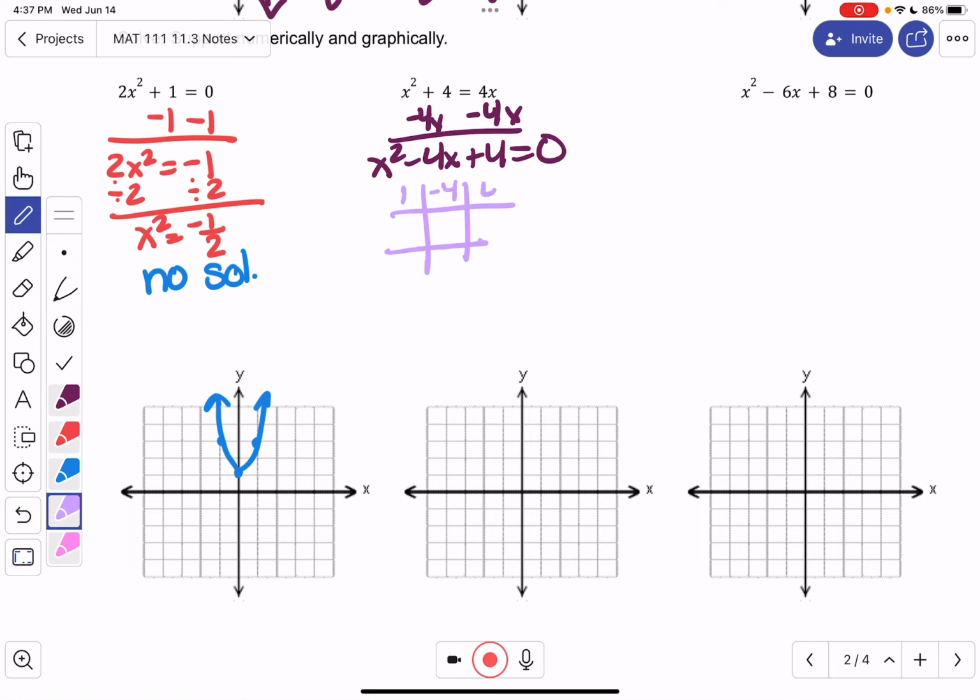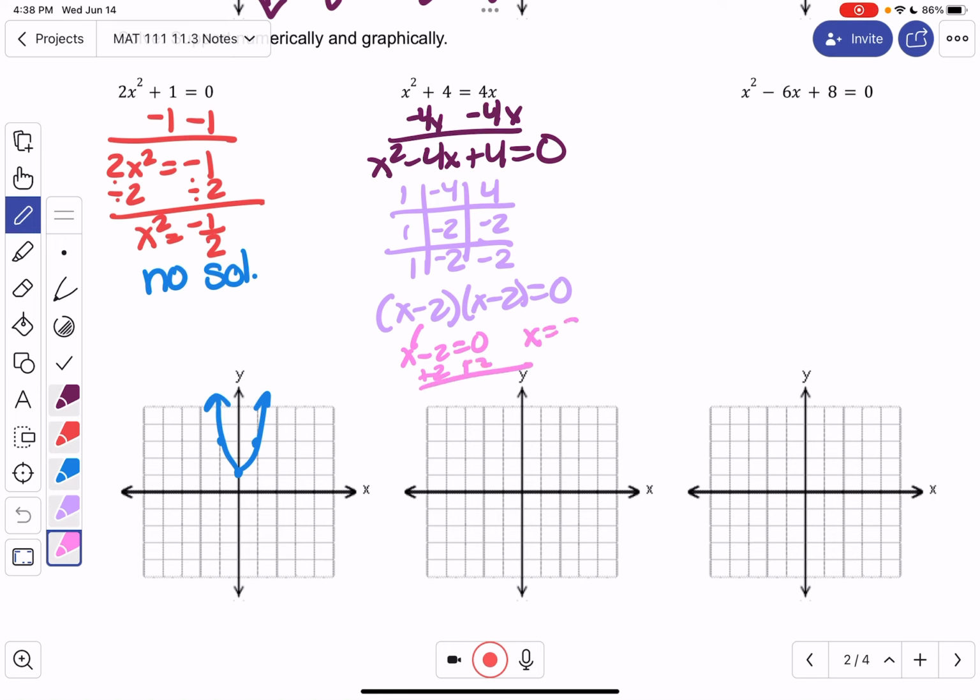So we have a times c. Factors that multiply to get 4 and add to get negative 4. Greatest common factor. Multiply across. We have x minus 2, x minus 2. To solve that, we make it equal 0. Add 2 to both sides, we get x equals 2, and they're the same, so we only have one solution.